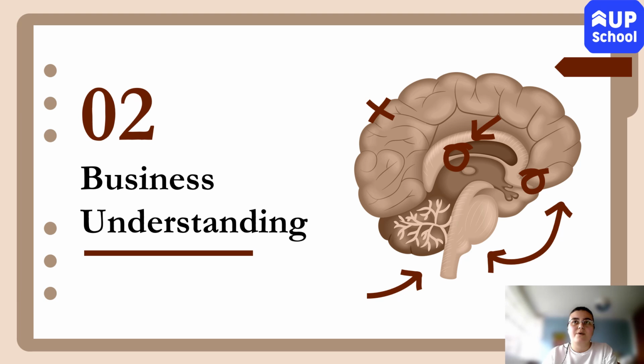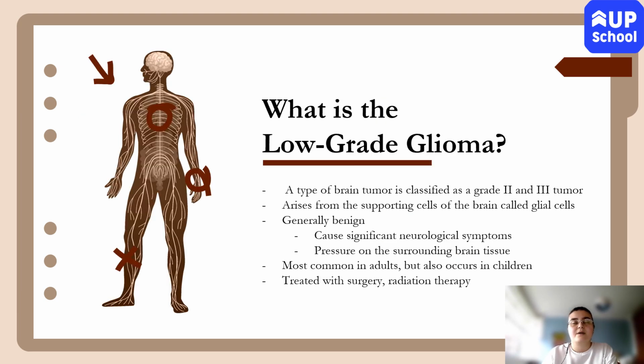I would like to talk about what my capstone project is about and what the main problem is before what I did in the project. What is low-grade glioma? Low-grade glioma is a type of brain tumor classified as grade 2 and 3 tumor. It arises from the supporting cells of the brain called glial cells. They are generally benign, but can cause significant neurological symptoms as they grow and put pressure on the surrounding brain tissue. They are most common in adults, but can also occur in children. These tumors are typically treated with surgery, radiation therapy, or a combination of both.